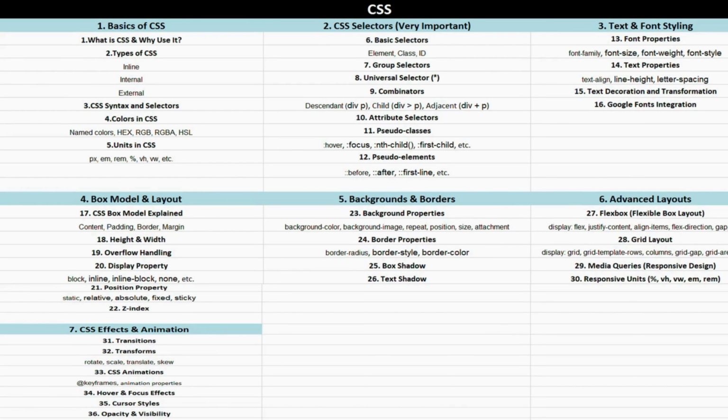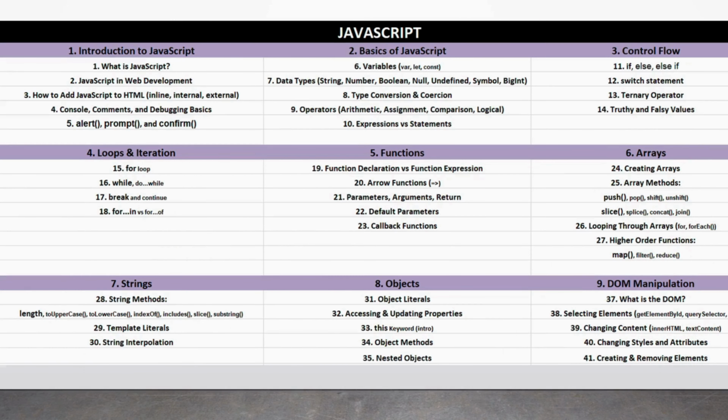Then CSS effects and animation, transitions, transforms. These are some simple topics. Then the next module, we are going to learn JavaScript. In this JavaScript module we have 9 topics, very important.